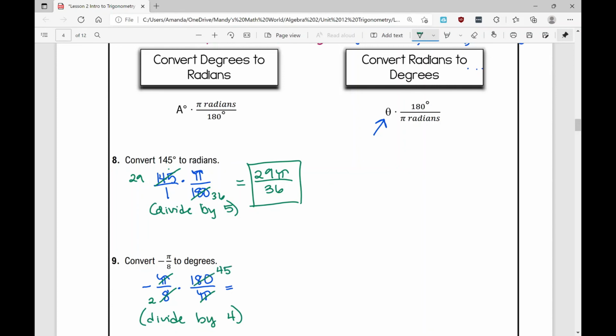Now when I multiply across, a negative times a positive is a negative. And then I get 45 over 2. So negative 45 over 2 degrees, or negative 45 divided by 2 is negative 22.5 degrees. And that concludes your notes over an introduction to trigonometry.